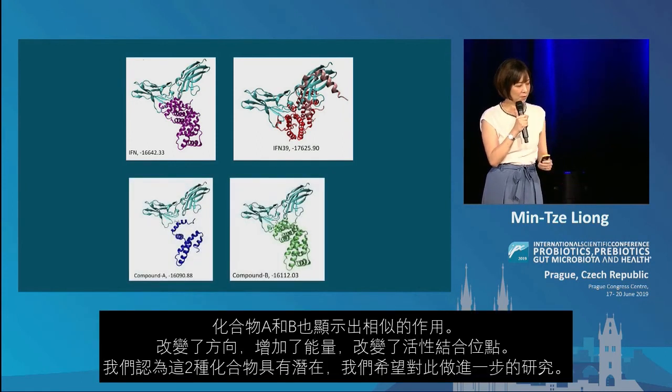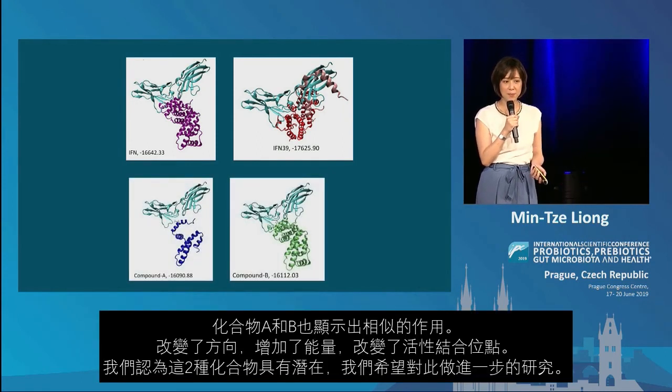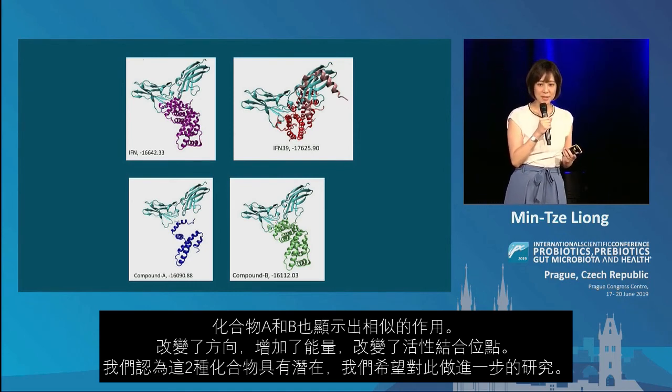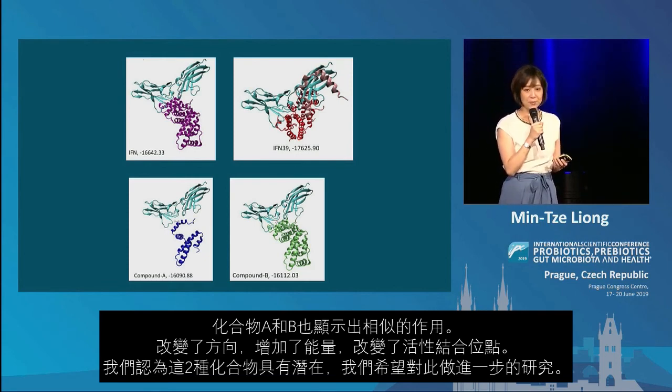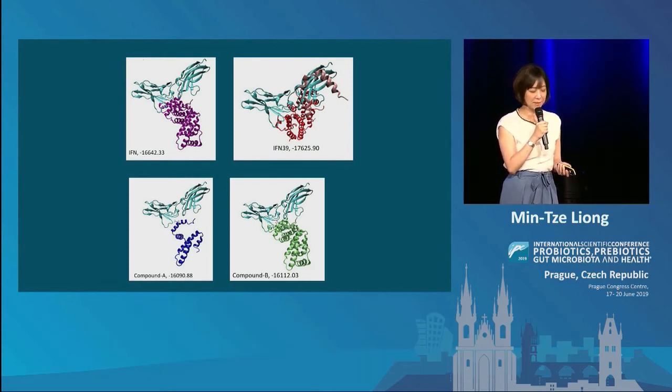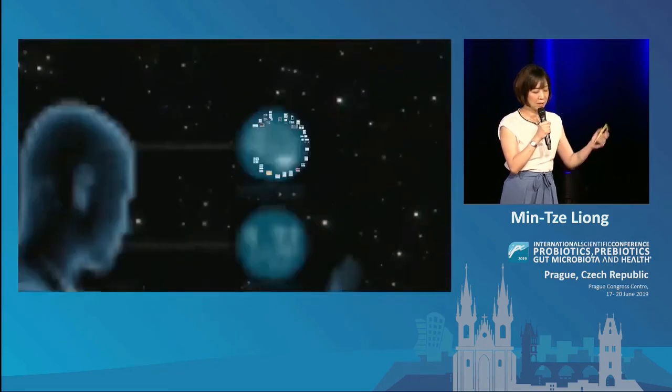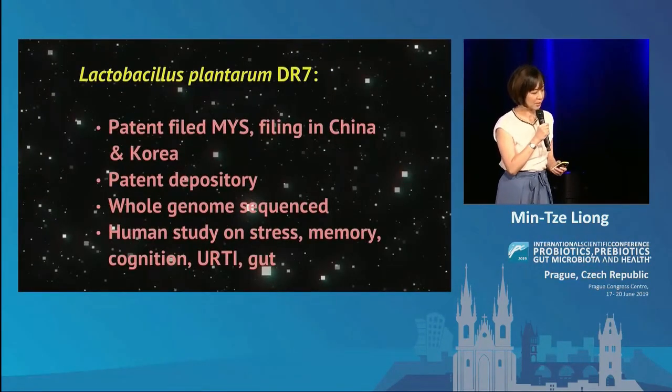For both compound A and compound B, there was a similar effect. First, the orientation was changed. Second, energy was increased. And third, the binding site was also affected. So we believe these two compounds may have potential, and we would like to look further into this later. Actually, I just got this data 2 weeks ago.